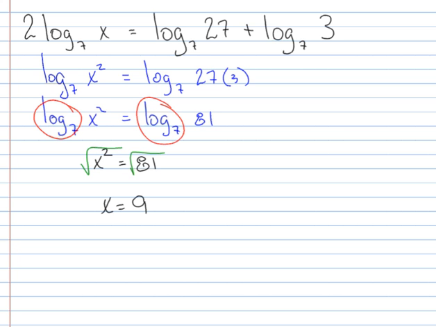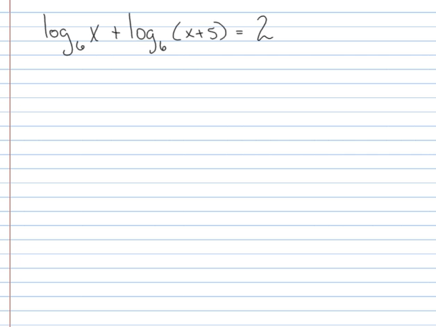Our last example we're going to look at with these types of problems. The log base 6 of x plus the log base 6 of x plus 5 is equal to 2. It's similar to our first example here. We're going to first use our product property, and I'm going to rewrite this one as the log base 6 of x times x plus 5 is equal to 2. I'll write this back in exponential form. This is going to become x times x plus 5 is equal to 6 to the second power.